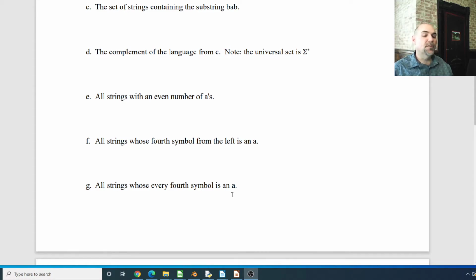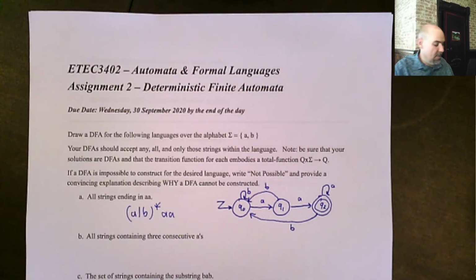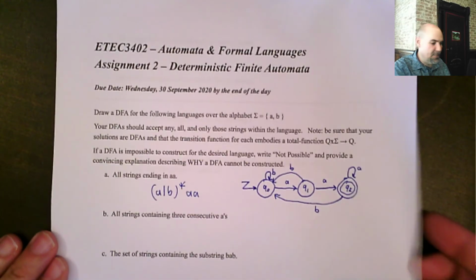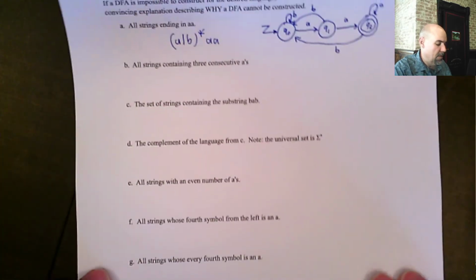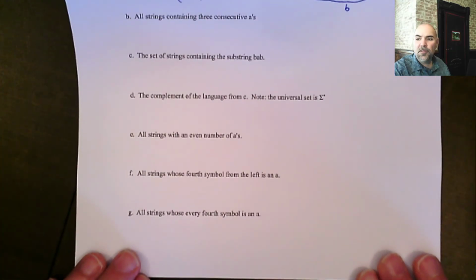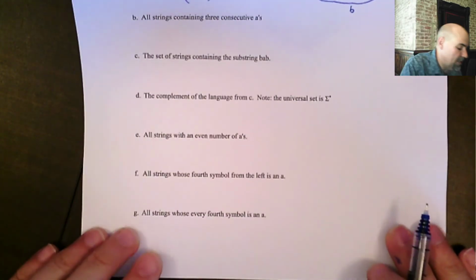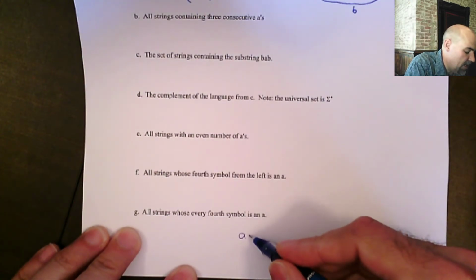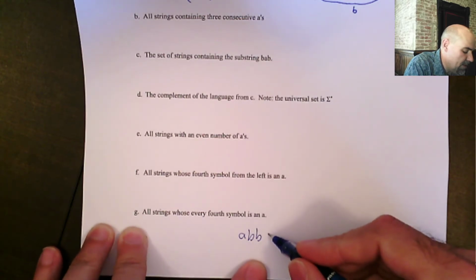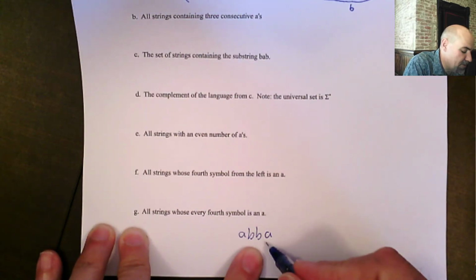Now, one thing that's important to note on this one, though, this one can be a little bit confusing. If I have, for example, the string, let me switch back over to the paper so I can write a little note for you here. All right, let me scroll this up so you can see that one. All strings whose every fourth symbol is an A. So A, B, B, A. That should accept because there's the fourth symbol.